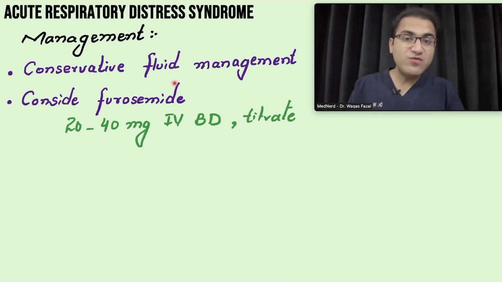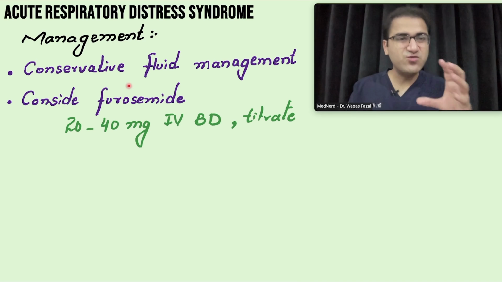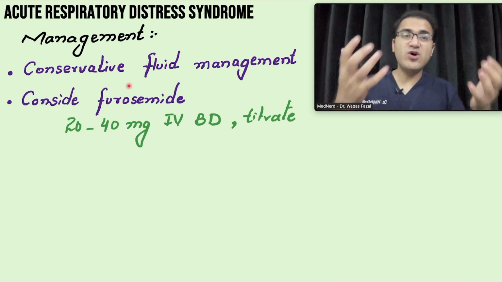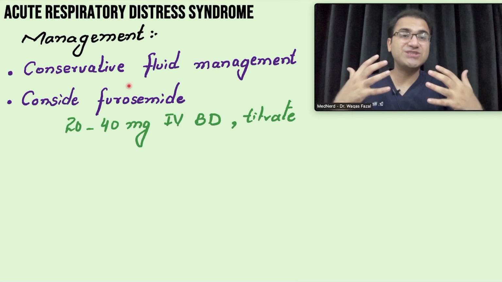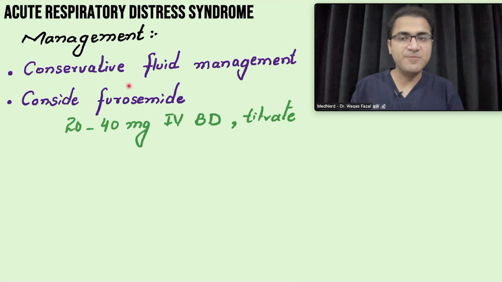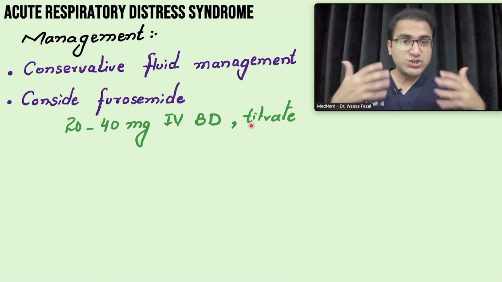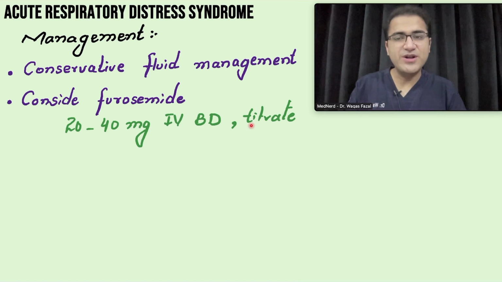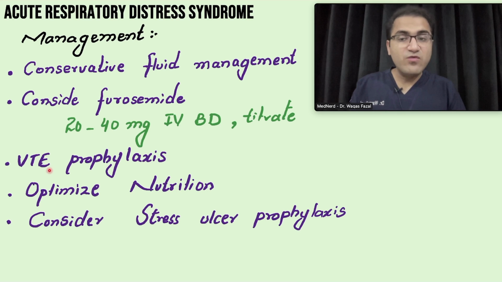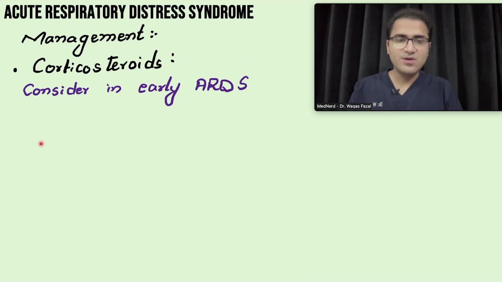You do conservative fluid management in these patients. You give less fluid to these patients, because if you give normal amount or more amount of fluid to these patients, it can go into lungs and accumulate there. You consider furosemide in these patients for 20 to 40 mg IV BD, and you can titrate to wash the fluid out from the lungs that has already accumulated. You give venous thromboembolism prophylaxis if they are on ventilator. You optimize their nutrition, and you consider stress ulcer prophylaxis with PPIs.